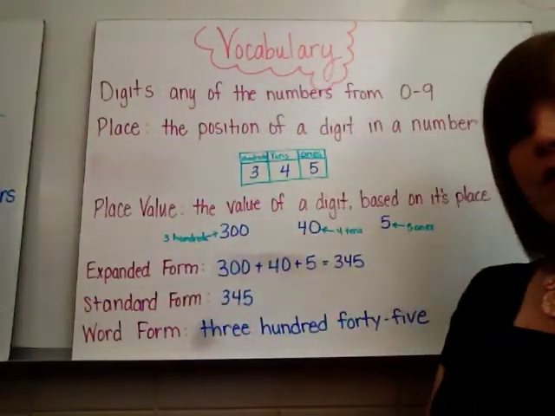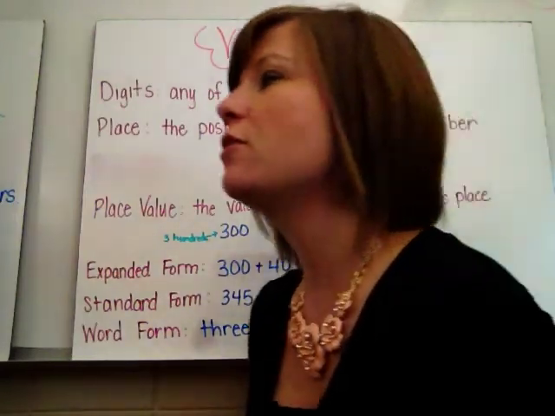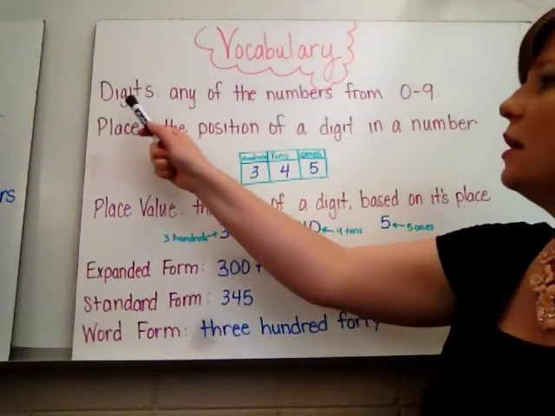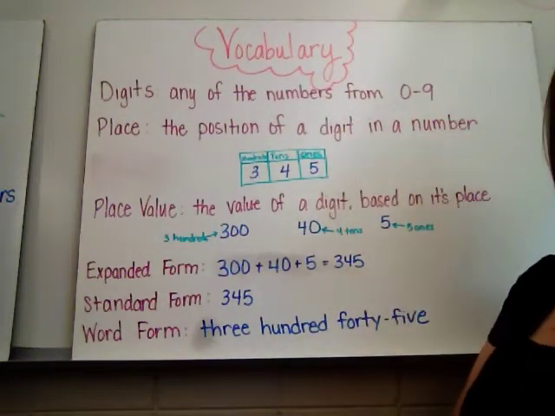We have quite a bit of vocabulary for you to write down in your notebook under your vocabulary section. So the first one is digits. A digit is any of the numbers from 0 to 9. Go ahead and write that in.